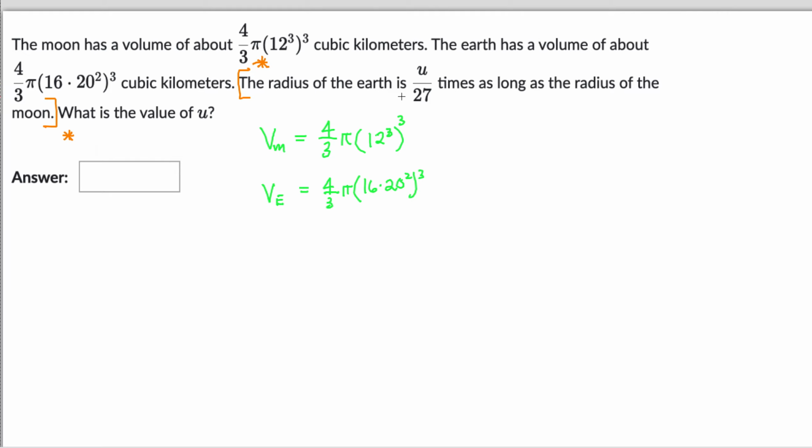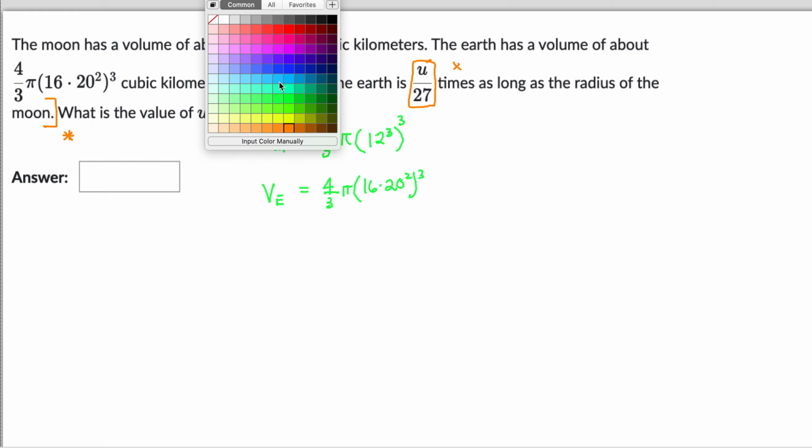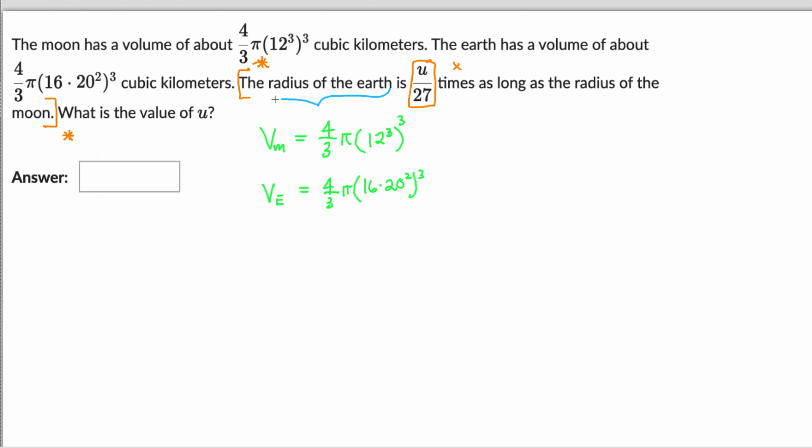The radius of the Earth is this weird thing, u over 27 times as long as the radius of the moon. Let's break this apart. The first thing, the radius of the Earth. Let's denote that with a symbol. Let's write it as R, E, radius of Earth. Is, so now we can interpret "is" as equals. Equals.